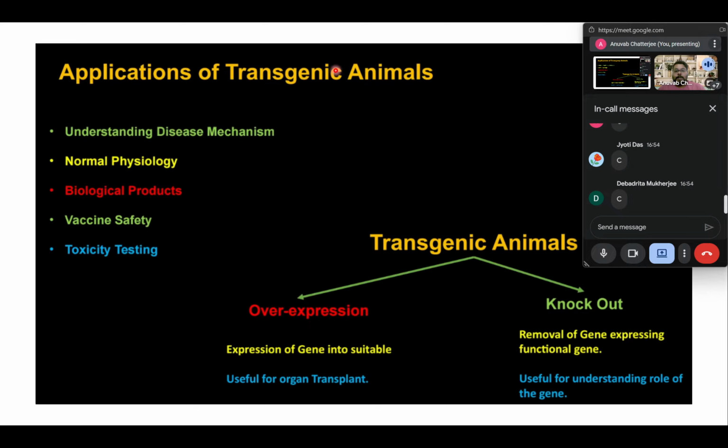So these transgenic animals are used to study underlying disease mechanism, how normal human physiology works, and biological products. They are used to test vaccine safety as well as toxicity produced by different drugs. Transgenic animals can be produced in two different ways: by overexpression of a particular gene, or knockout or even knockdown of a particular gene.